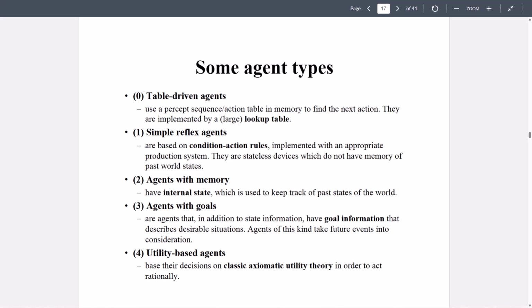Then comes the agents with memory, also sometimes called the model-based reflex agent. This kind of agent has some internal state which is used to keep track of past states of the world. Not a lot of past states, but maybe a very little bit of it. When environments are only partially observable, reflex agents that rely solely on the current percept are not enough. To overcome this, agents maintain an internal state, a memory of past percepts that helps them infer what they cannot directly see right now. This requires a model of the world, knowledge about how the environment changes on its own and how the agent's actions affect it.